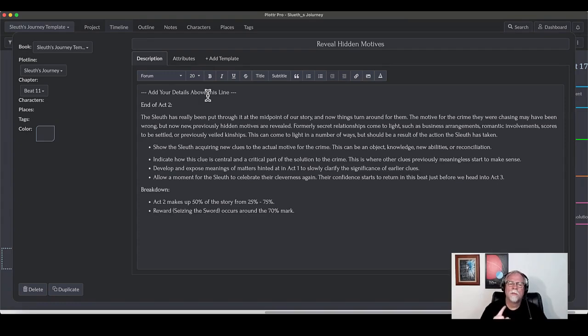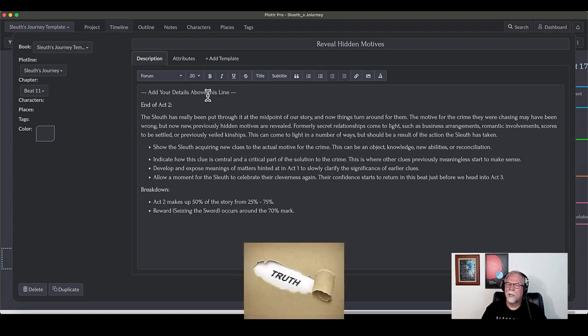Okay. The sleuth has really been put through it at the midpoint of our story, and now things turn around for them, or at least so it seems. This is kind of a false victory. The motive for the crime they were chasing may have been wrong, but new previously hidden motives are revealed, and they're like, oh, I am on to it now. Some secret relationships can come to light, like business arrangements, family, things like that.